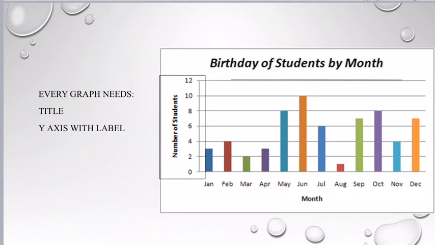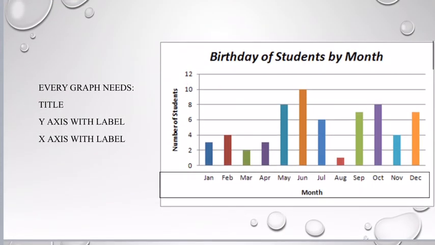Every graph also needs a y-axis. The y-axis is just a fancy name for the line that goes up and down on the side. And you also need to label that. If you just have numbers, 2, 4, 6, 8, 10, 12, you might not know what those numbers mean. So you label it with, it says there, number of students.